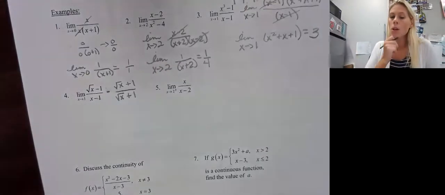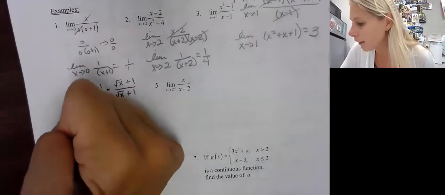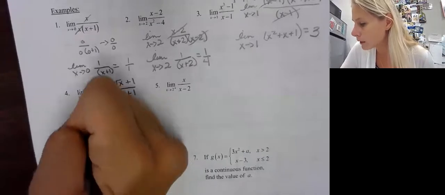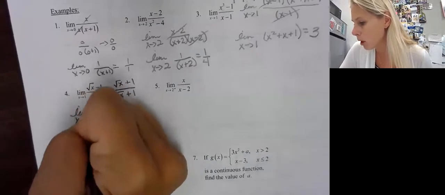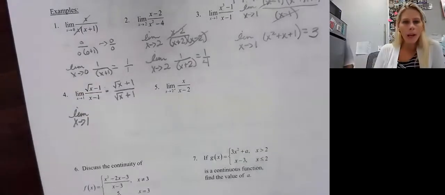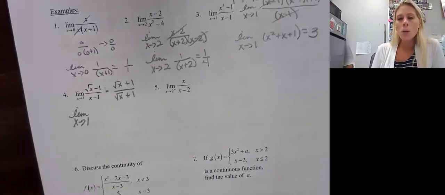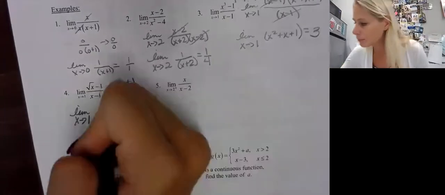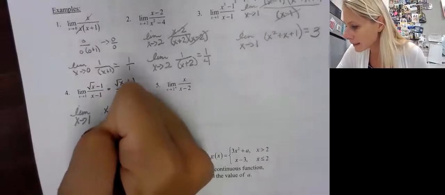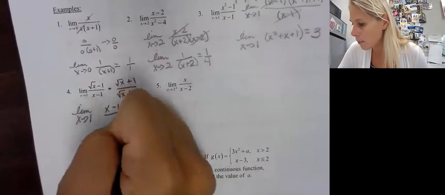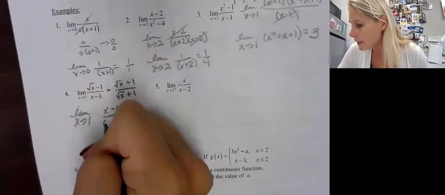Okay, so you're going to have to FOIL this out, rewrite your limit. I will take off points. This will help you in the long run. Okay, limit as x approaches 1. So on top, when I FOIL out, I get x minus 1. And on the bottom, I don't need to FOIL it out.